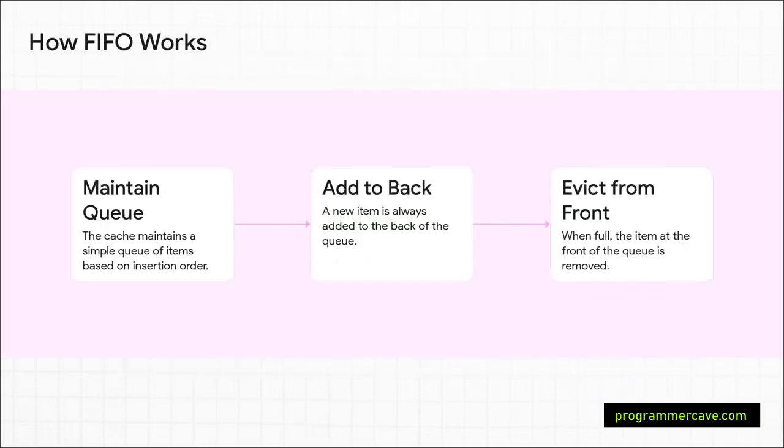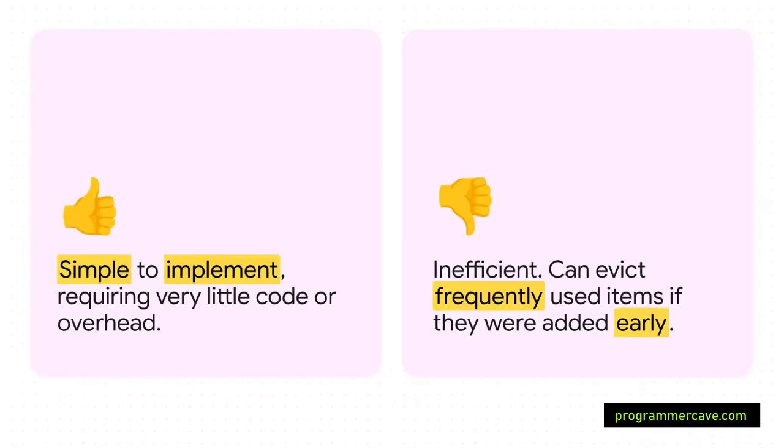And the mechanics are just as straightforward. Your cache is just keeping a list, a queue. A new item comes in, it goes to the back of the line. Your cache is full and you need some space. You don't do any fancy math. You just boot the item that's been sitting there the longest, the one at the very front of the queue. Gone. So what's the trade-off here?